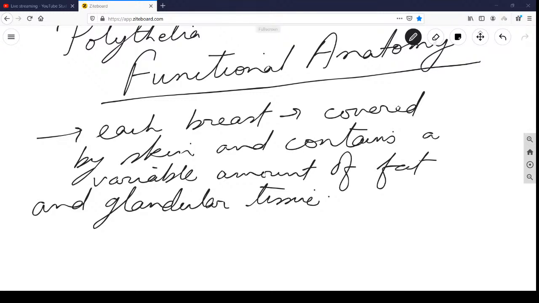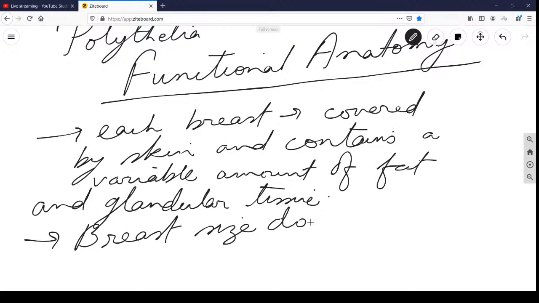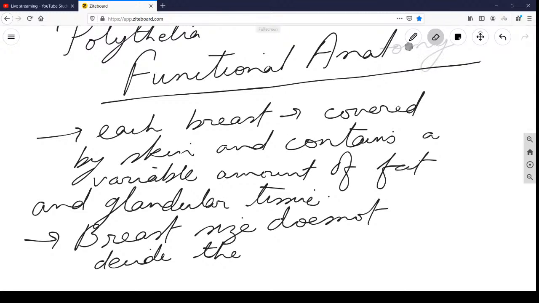Now the variation in breast size and shape is mostly due to differences in the amount and distribution of fat, and also if the estrogen level is very low, that will decide also. But breast size does not affect the ability to secrete milk. Note it down, it's a neat question. Breast size does not decide the ability to secrete milk whatsoever.